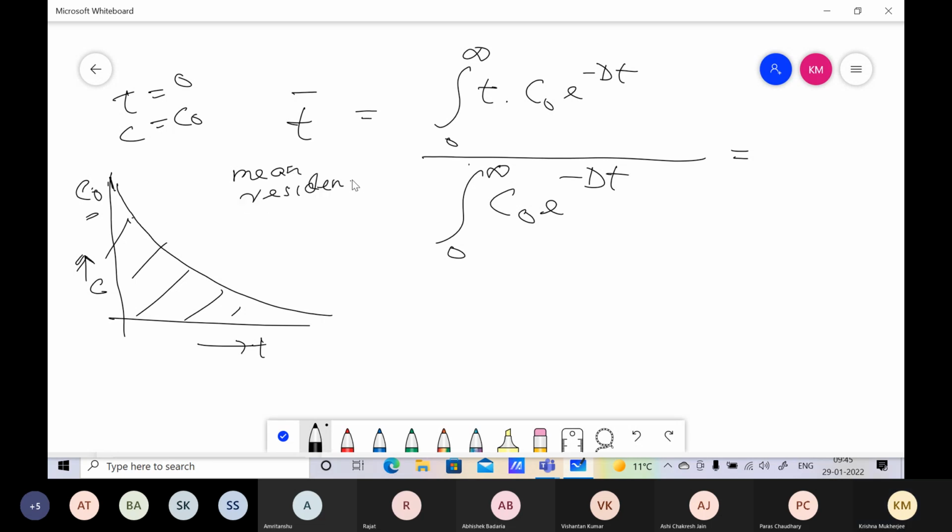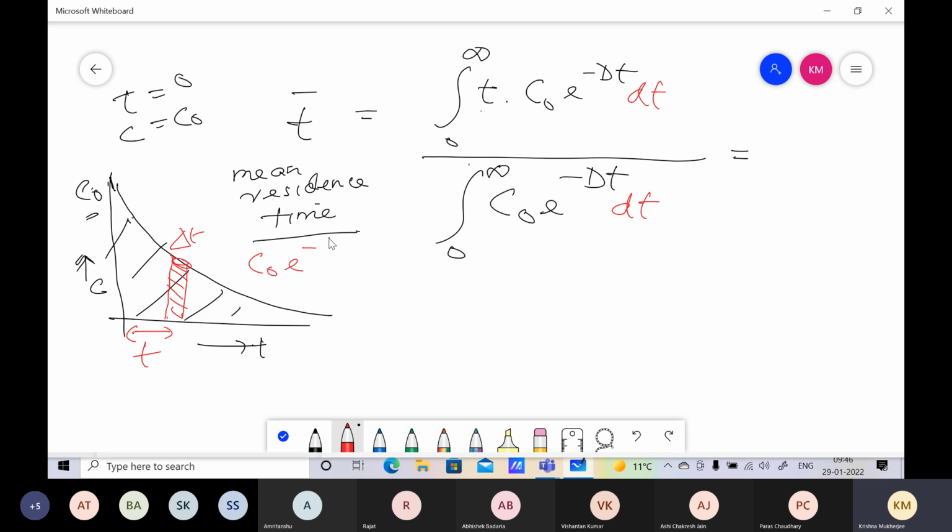Correct? Am I making sense? Yes, sir. Yes, this will be the mean, because the amount of particles which reside for time t is given by this height into delta t. So the amount of particles which reside for time t is given by c naught e raised to the minus dt into delta t, into t. These reside for time t. Summation over t is equal to 0 to infinity, which is this expression here.